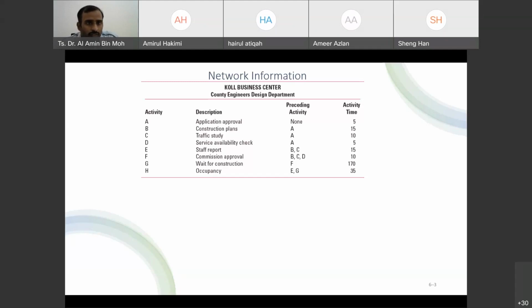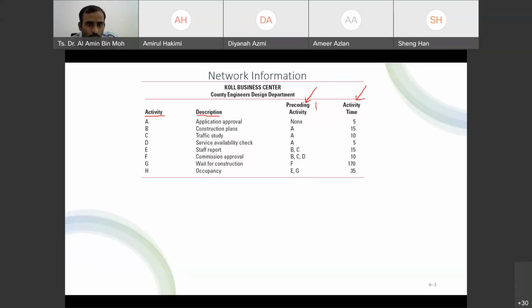So what does this mean? Anyone? We can construct the activity on node. Okay, thank you, Diana. Yes, exactly. So if this is the activity that has been given with the description, the most important information that we need to take note of is the preceding activity and also the activity time.